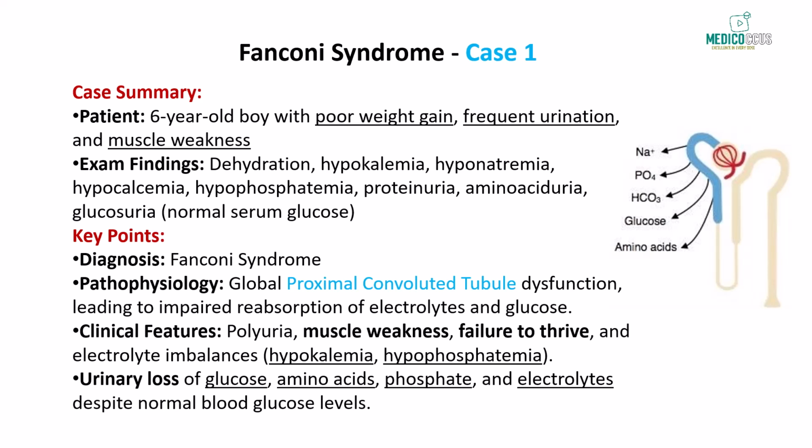The electrolyte disturbances, like low potassium and phosphate, result from the impaired reabsorption of these solutes in the proximal convoluted tubule. Damage to the proximal convoluted tubule also leads to the urinary loss of amino acids and proteins, contributing to failure to thrive and muscle weakness.